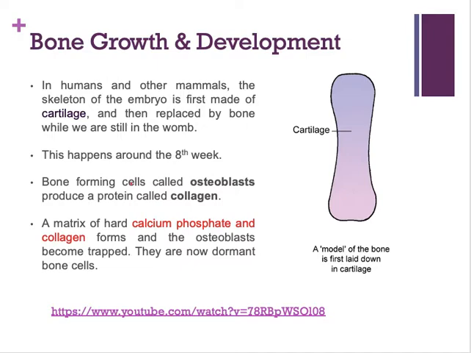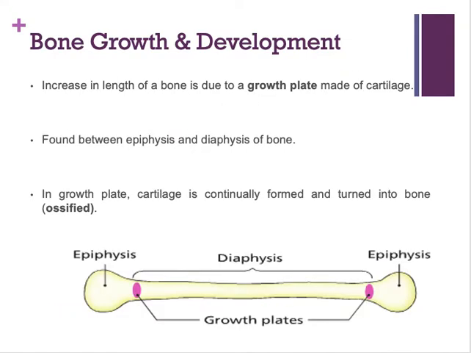Bone forming cells called osteoblasts produce collagen first of all, and then a matrix of hard calcium phosphate and collagen forms, and the osteoblasts, those little bone forming cells, become trapped and become actual bone cells eventually. Now, as the body grows, the bone increases in length because it has a place called a growth plate in between the epiphysis and the diaphysis. In that growth plate, your cartilage is constantly being turned into bone, or ossified.